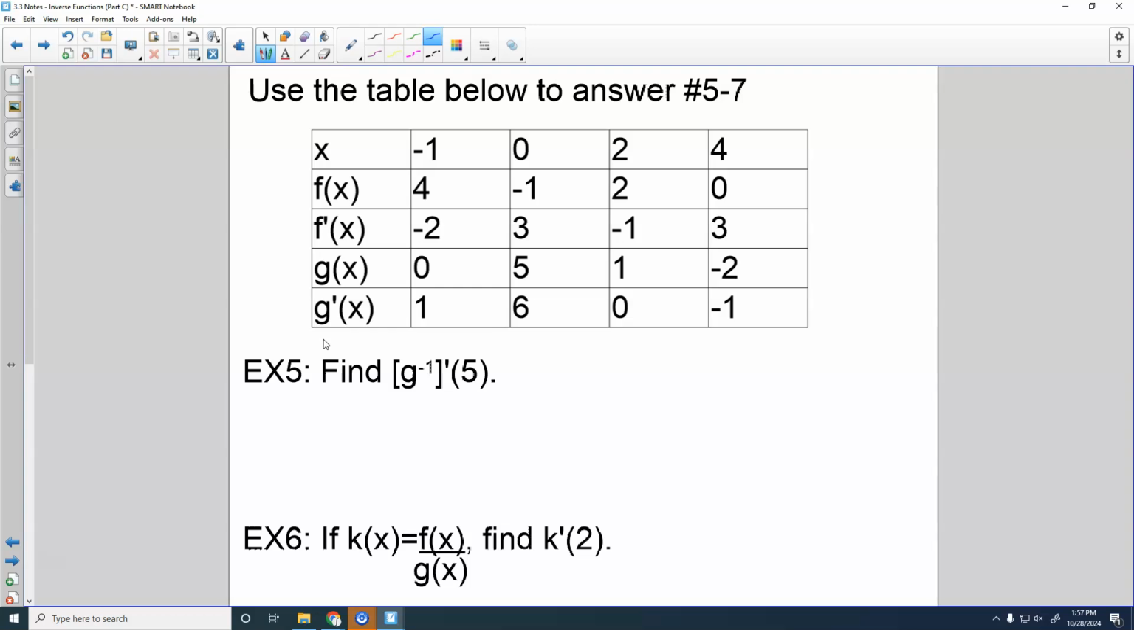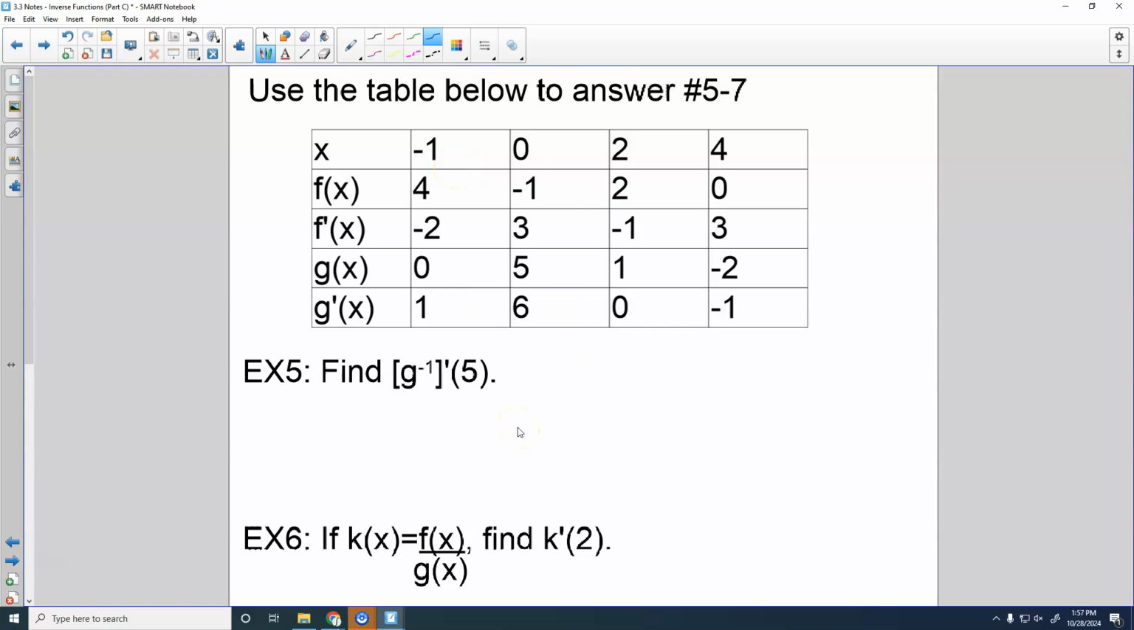Does it tell us that anywhere? It does not. So f and g are different functions here. If they don't tell you that they are inverses, you do not assume that they are inverses here. And in fact, if you look at the numbers, you can kind of tell they can't be inverses in that case.